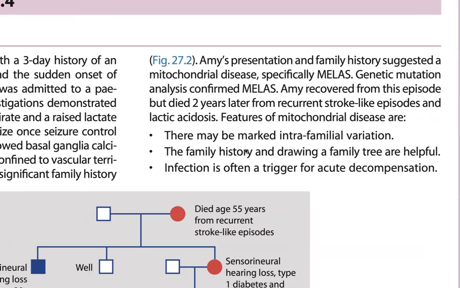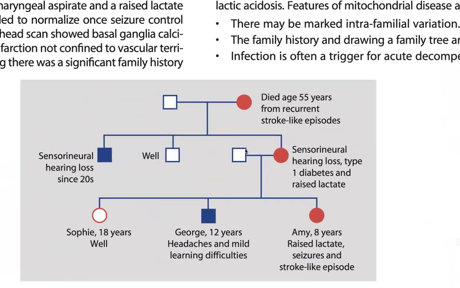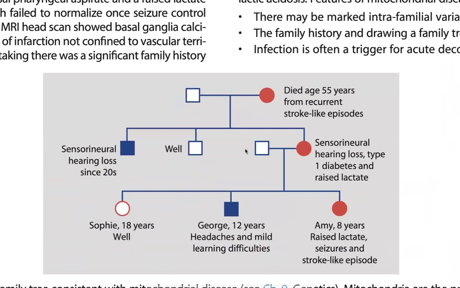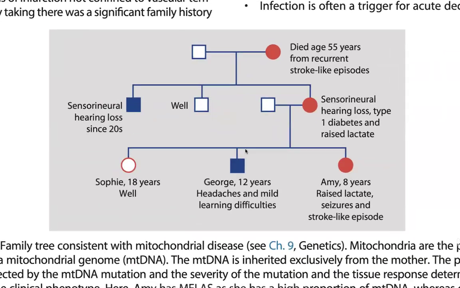Features of mitochondrial disease are that there may be a marked intrafamilial variation. The family history and drawing a family tree are helpful. Infection is often a trigger for acute decompensation. Died age 55 years from recurrent stroke-like episodes. Female, and then sensorineural hearing loss. This was the family tree consisting of mitochondrial disease.